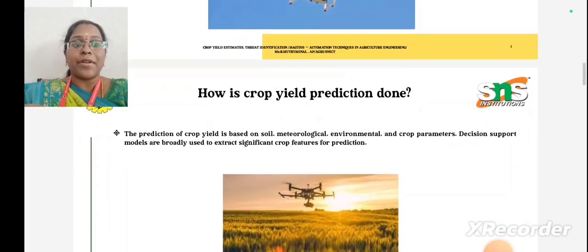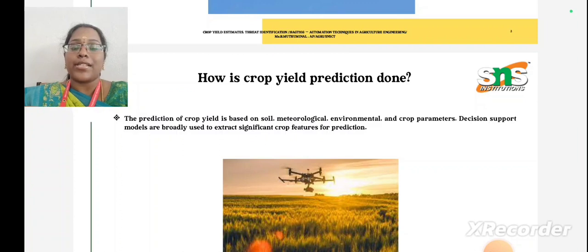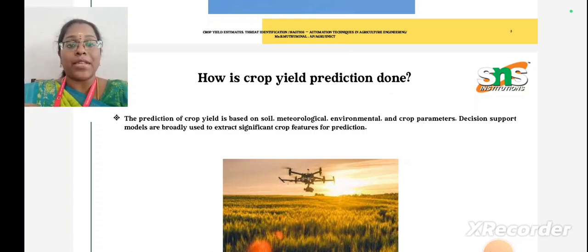So how is the crop yield prediction done? The prediction of the crop yield is based on the soil, meteorological, environmental and crop parameters. If we need to calculate the crop yield with the help of a drone, then we have to make use of an application or data collection which is capable of interpreting the data based on the soil, meteorological and environmental parameters, and also the crop parameters. Decision support models are broadly used to extract those significant crop features for the prediction.